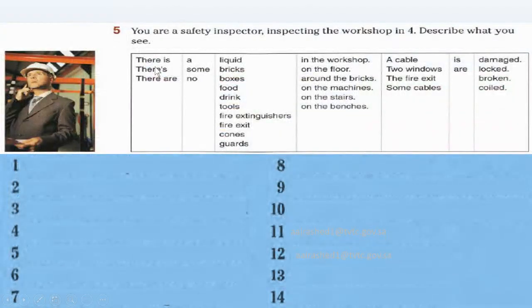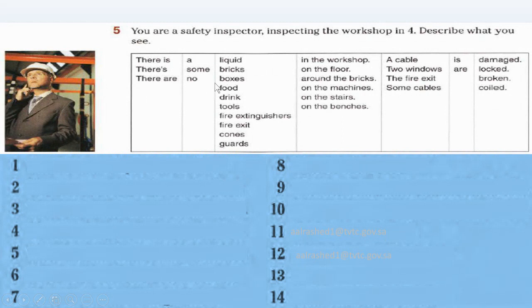Okay, how can I write a report? Basically, you need to divide the sentence into these sections, as you can see. We have three sections here, and objects. So we have one, two, three, four sections. The first section we have, there is, or there's, or there are. There's is the abbreviation of there is. I use there is for a singular thing, countable.